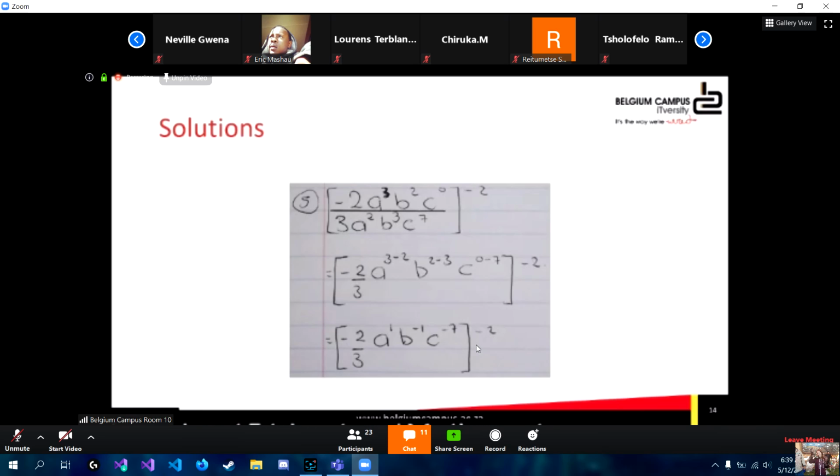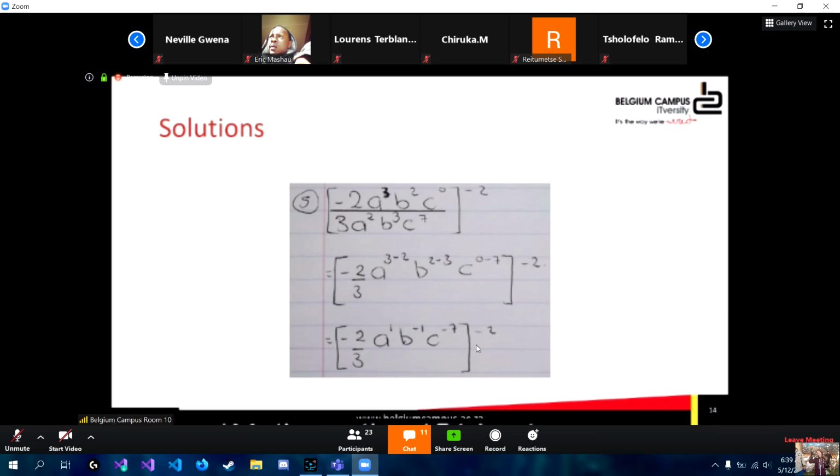And because everything is still in the bracket raised to the power of minus 2, we still have to deal with that negative 2. Then you are going to raise each term in that bracket there to the power of negative 2. So minus 2 over 3 to the power of negative 2, a to the power of negative 2, b to the power of negative 2, c also to the power of negative 2.